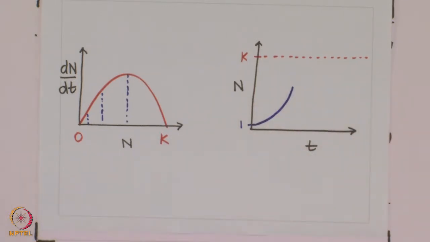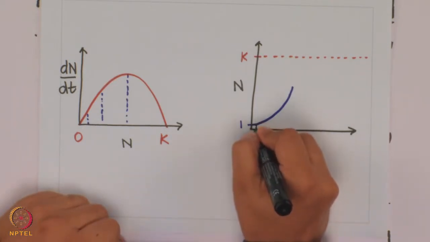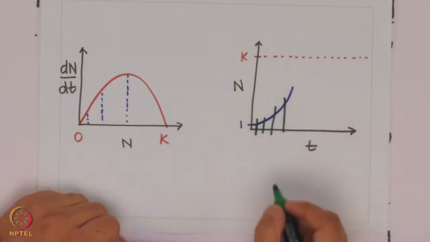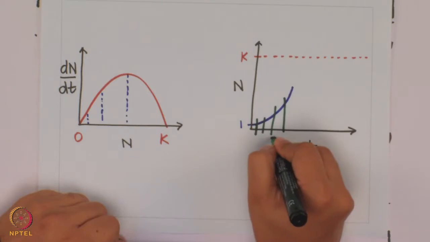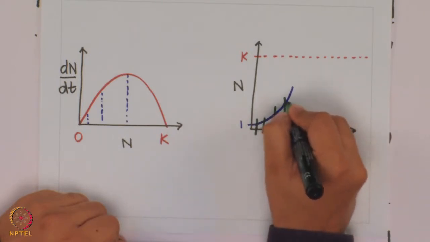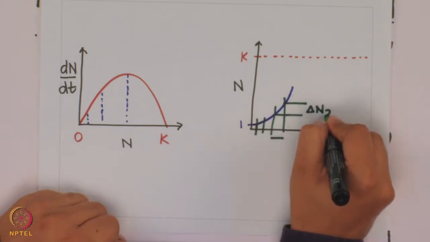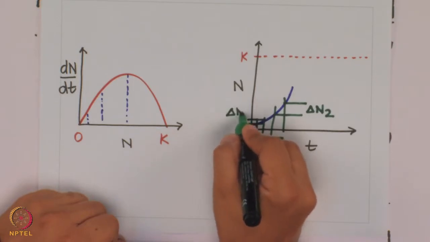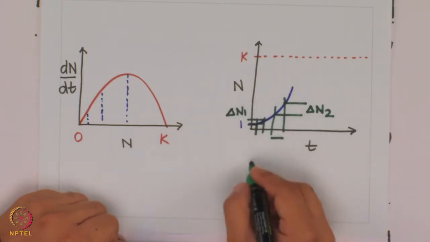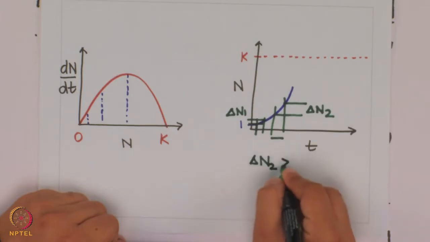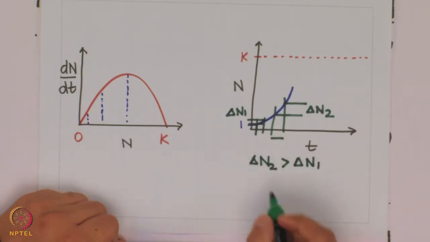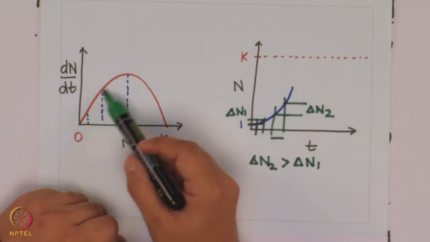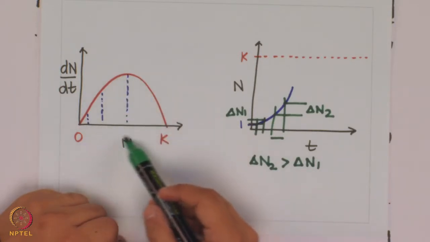And that can be seen in this graph if you just simply look at unit intervals of time, or some constant intervals of time, and analyze how many bacteria you have added. So in this interval, you have added this many, delta n2, while in this interval you have only added a very small number of individuals, delta n1, and it is clear from this graph that delta n2 is bigger than delta n1, which means that the rate of growth is speeding up as you go forward in time, which is what increasing values of dn by dt represent as you go forward in n.